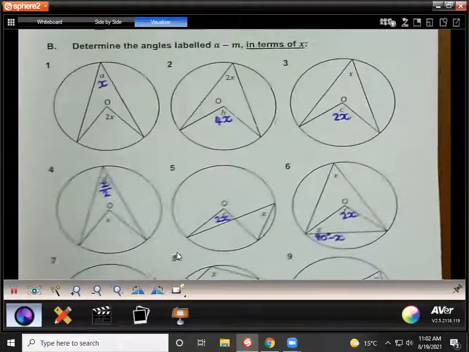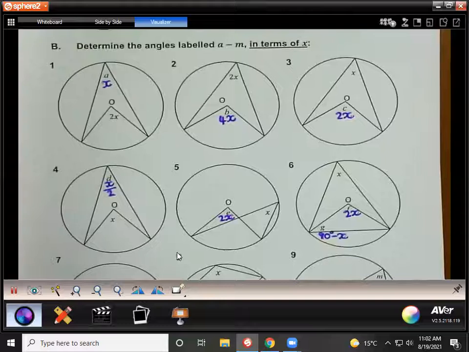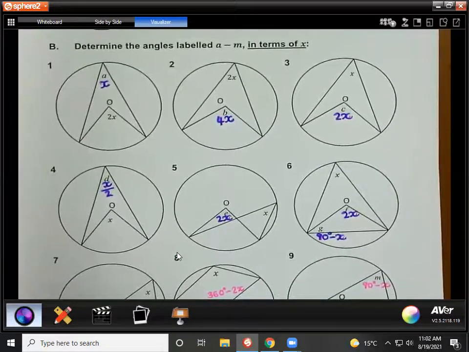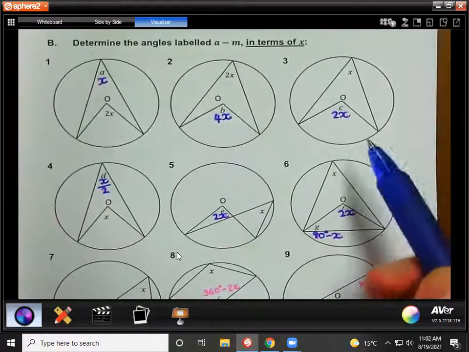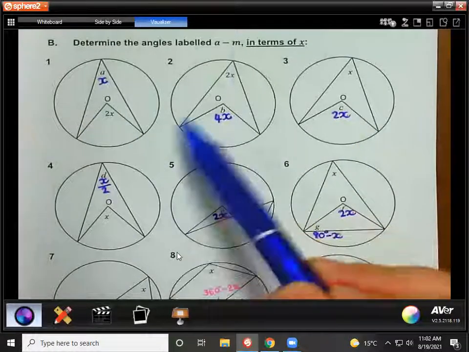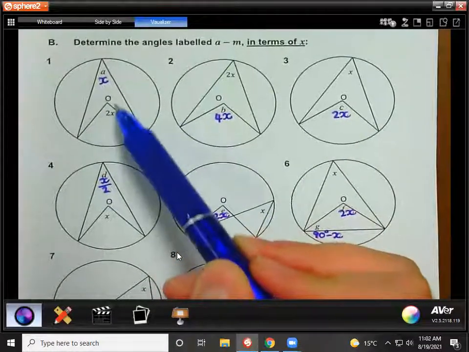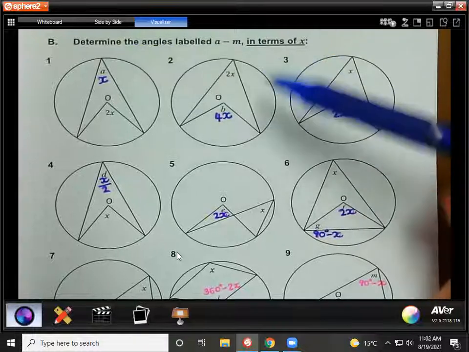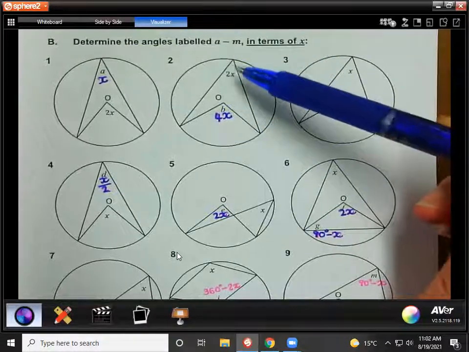Okay, guys, so they asked you to find the angles labeled A to M in terms of x. So that means that your answer must have an x in it. The first few were quite straightforward. In number one, they gave you the angle at the center was 2x, so the one at the circumference has to be half of that, so just x. For number two, the angle at the circumference is 2x.